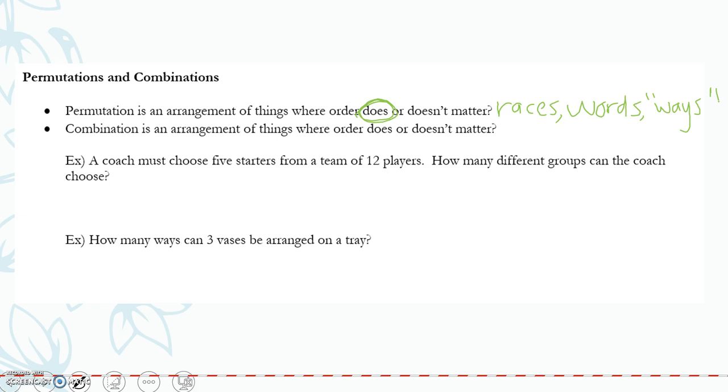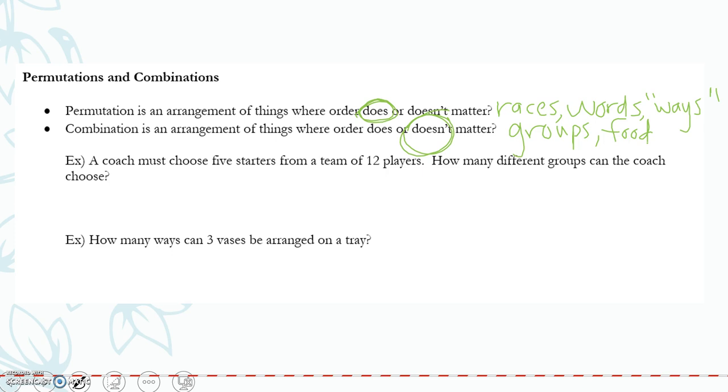A combination is an arrangement of things where order does not matter. So examples of this are if you're talking about groups or if you're talking about food. A lot of times these are combinations unless it tells you otherwise.